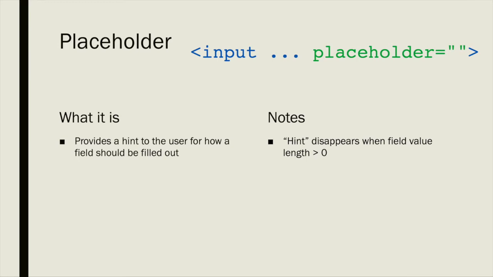Now keep in mind that this grayed out hint does disappear when a field value length is greater than 0. So as soon as you start typing anything inside of that field, the placeholder goes away. If you submit the form without anything inside of a box and a placeholder is there, then the value of that box is nothing or null, and therefore that's what's going to be passed to the form handler.